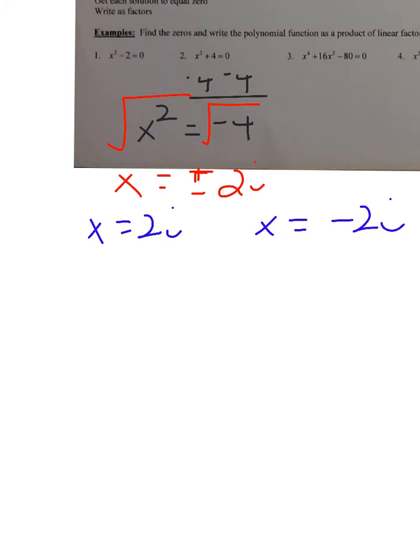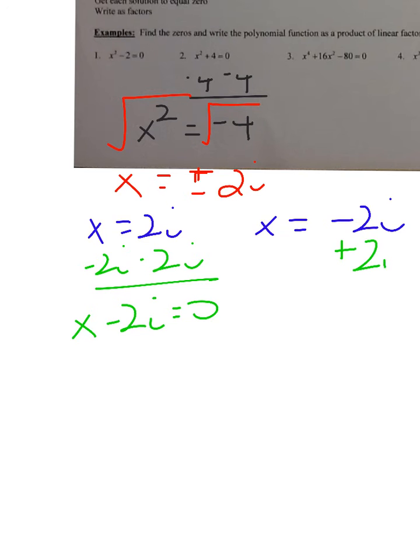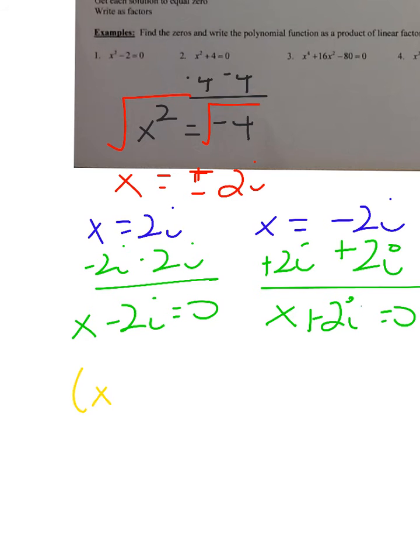So on the left, now I need to get these to equal 0. So I subtract 2i. So I get x minus 2i equals 0. And on the right, I add 2i. So I get x plus 2i equals 0. Sorry, that was a funky i here. And now those are my linear factors. So my linear factors are x minus 2i times x plus 2i equals 0.